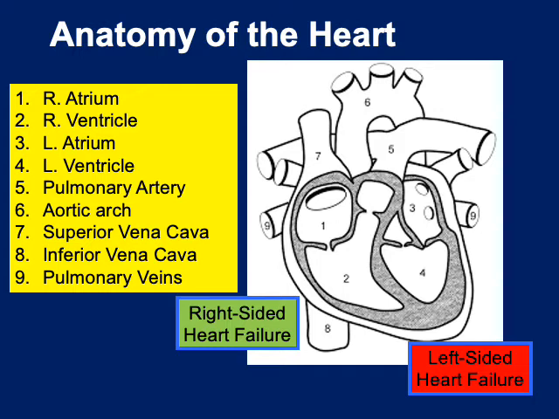Let's talk about the anatomy of the heart first. So the heart essentially is two separate pumps that are stuck together. It's about the size of your fist. It's located slightly left of center, under your sternum in your chest, and it pumps your entire blood volume every minute of your life. It's a very efficient pump.